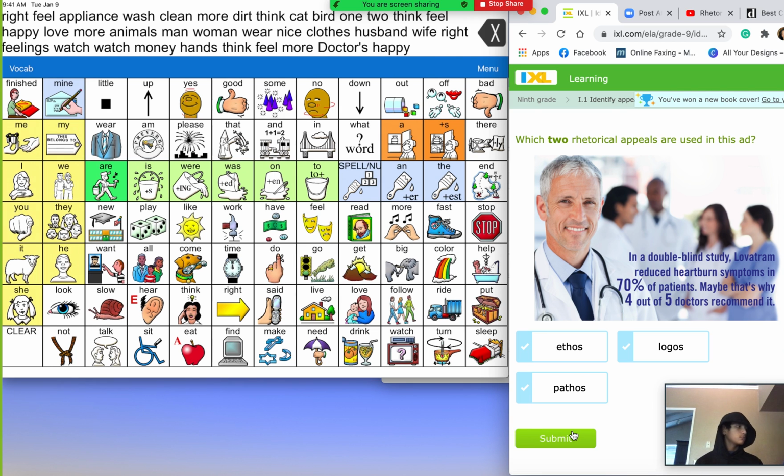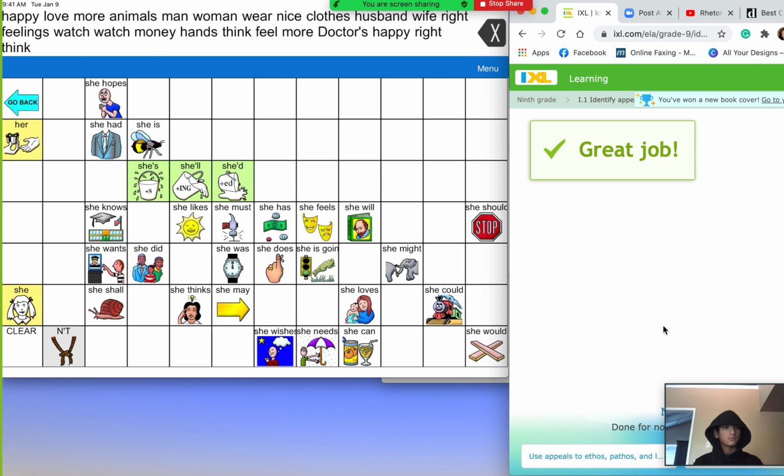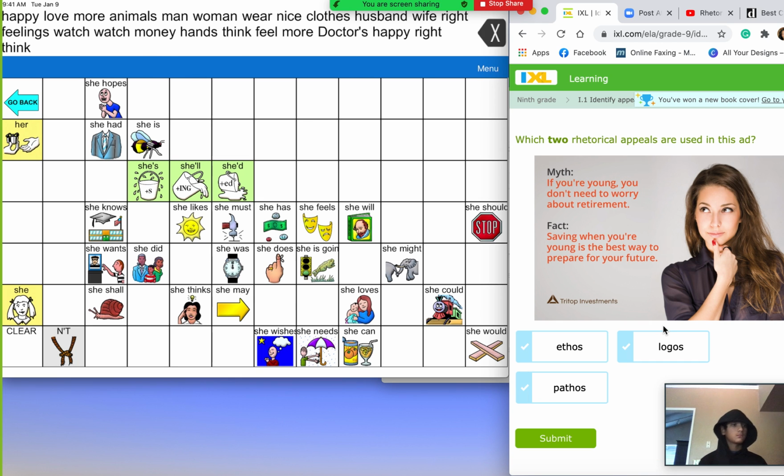Okay, so we have an expert recommending it, right? Yeah, an expert recommending it. So that's going to be Ethos. And then also we've got that 70% thing going. Yeah? I agree. Okay. Oh, wait, we can't do all 3, so we're just doing the 2, right? Those are the 2 we want. There you go. And then submit. Yes, I know. We brought up the happy thing, so it kind of makes it feel like it falls into that category. All right. Which 2 rhetorical appeals are used in this ad?